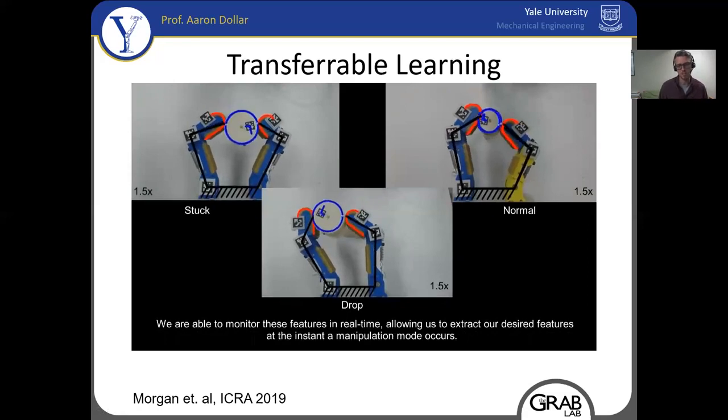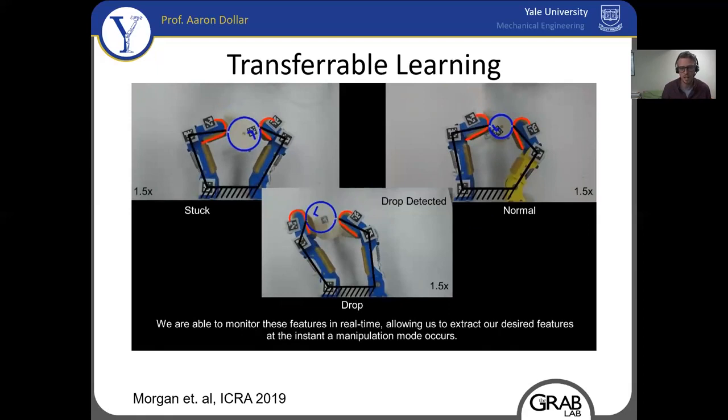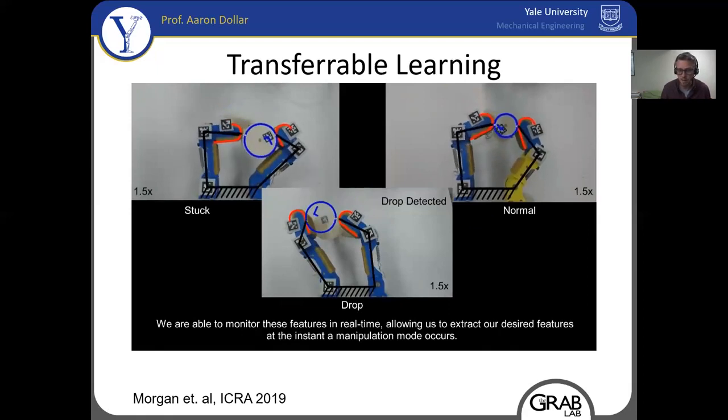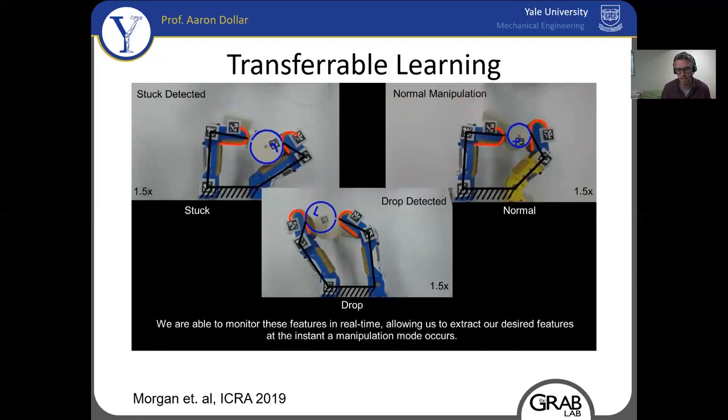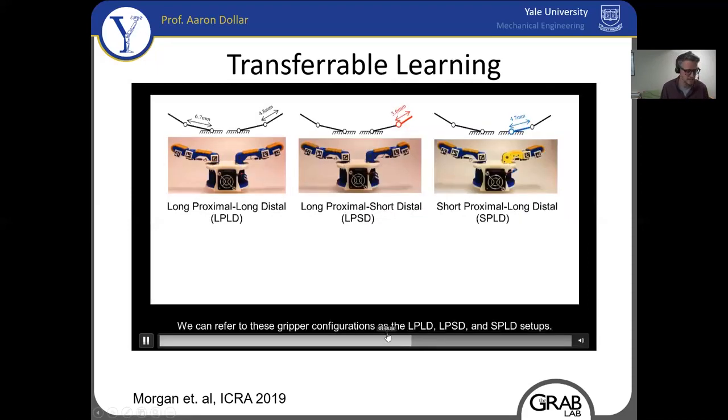So in this example, we took planar hands and we changed the length and shape of the fingers in order to make a completely new situation. And these models perform very robustly across a range of novel hands.